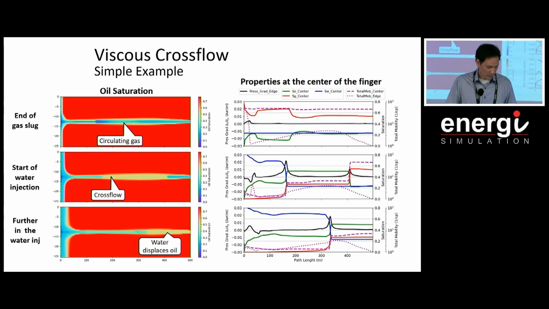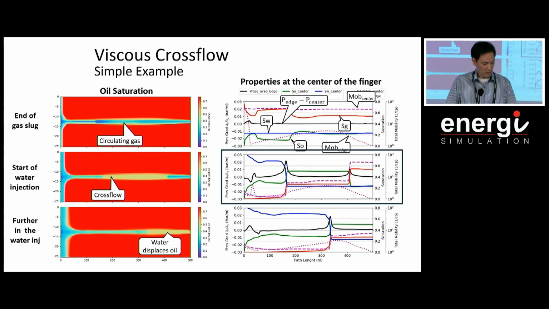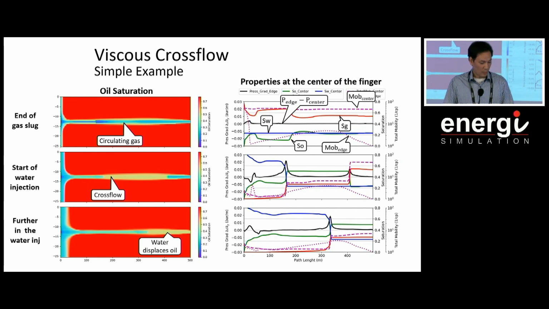And there's a lot of curves in here, but this is just so we can maybe try to understand better what's happening in there. So the blue line is the water saturation, the green is the oil, the red is the gas, and the black line is the difference in pressure between the edge of the finger and the center, and the purple lines are the mobility in the center and on the edge of the finger. And so you can see on this first picture that the black line is almost zero throughout the fingers. It means it's stable. There's no fluid exchange between the outside and the inside of the finger.